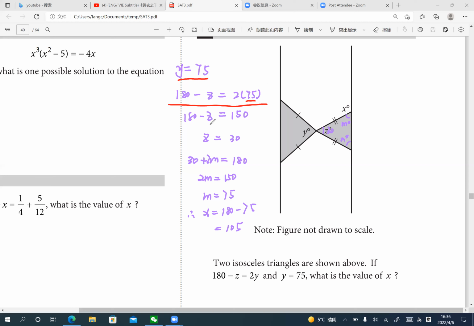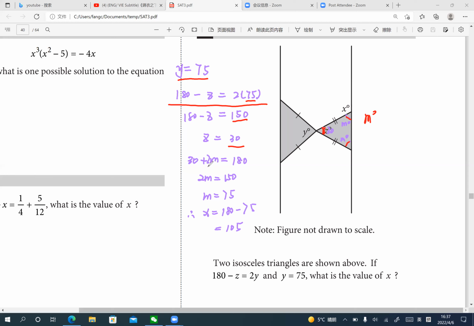So 180 minus z equals 2 times 75, which is 150. So z equals 30. And so here we see the isosceles triangle. The vertex angle is 30 degrees. And I marked the two base angles, and we set the measure of those two marked angles equal to m degrees.